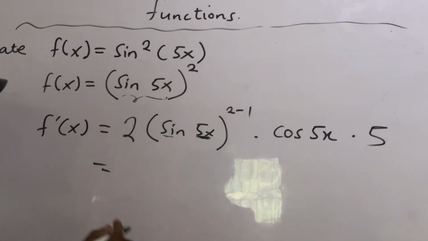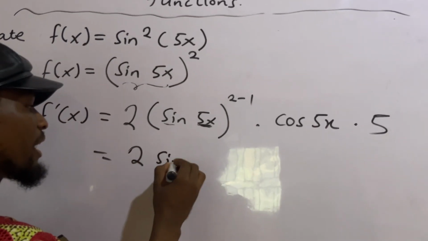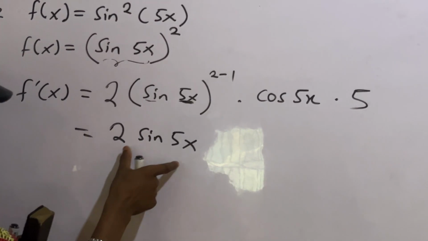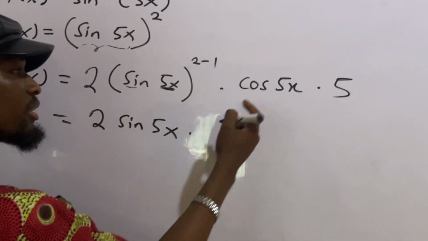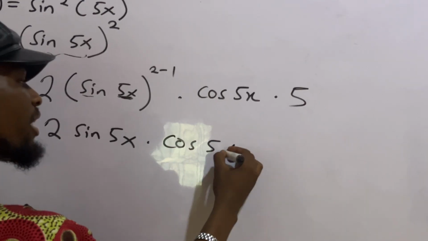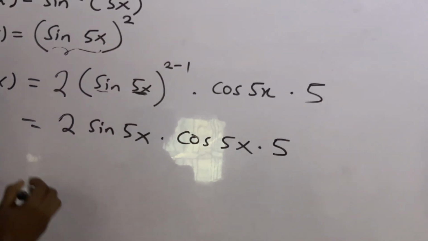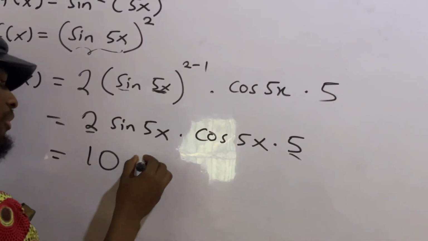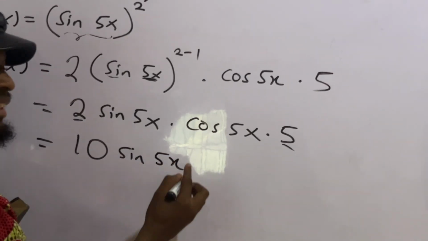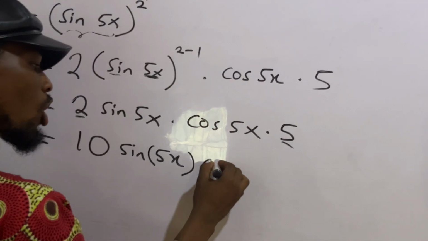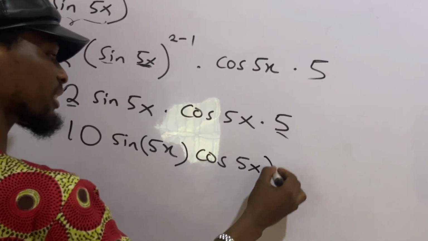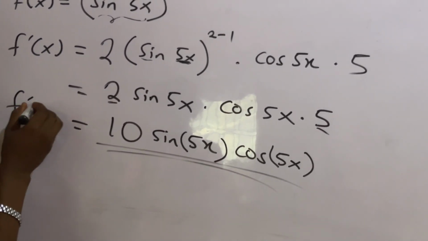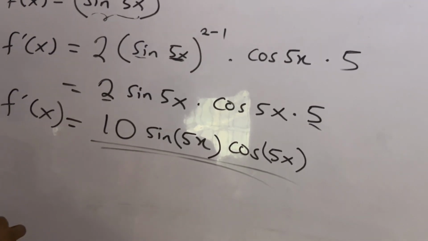Now, we are going to multiply everything. We have 2 sine 5x. 2 minus 1 is still 1. Then times cos 5x, then times 5. So what do we have? 2 times 5 gives 10. So you have 10, then you have sine 5x. You can decide to put it in parentheses. Then you have cos 5x. You can decide to put this in parentheses. Viewers, this is simply dy over dx, which is f prime of x.